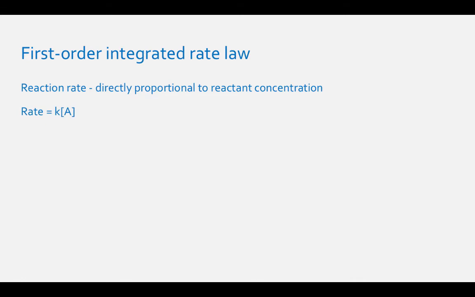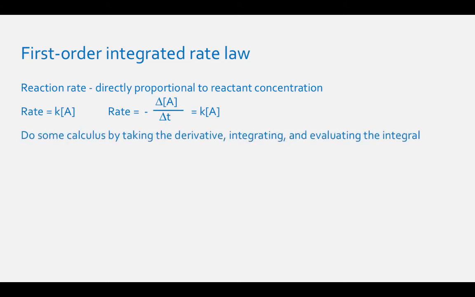For a first-order reaction, the reaction rate is directly proportional to the reactant concentration. So therefore, the rate law looks like rate equals k, the rate constant, times the concentration of A. Set it equal to our reaction rate expression. We have rate equals negative change in concentration of A divided by delta time, which also equals k times the concentration of A. Again, do some calculus by taking the derivative of this equation, integrating it, and then evaluating the integral, and you come up with the first order integrated rate law.